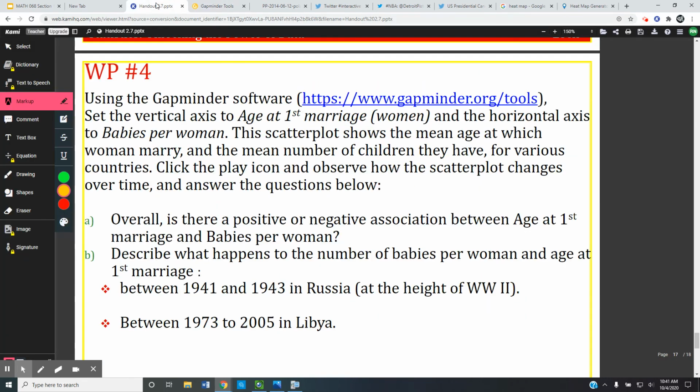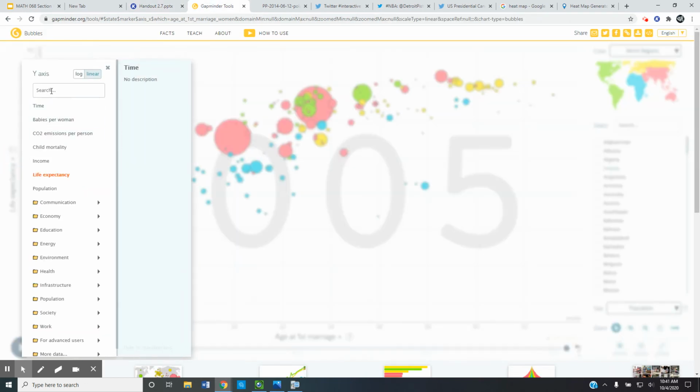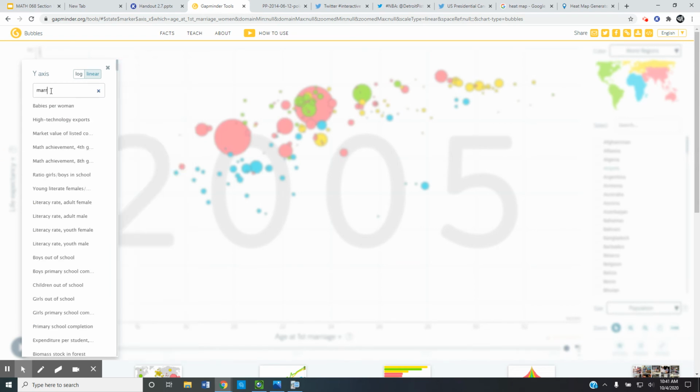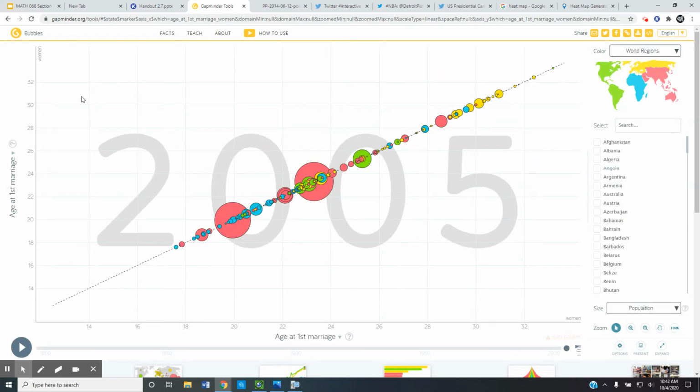What did they want on the y-axis? The horizontal axis. Let me see. Oh, I'm sorry. The vertical axis was supposed to be age of first marriage. Boy, I messed that up, didn't I? So the vertical axis is the marriage one. There you go. Now look, my data is perfectly lined up. Why? Because I got them both on the same axes.